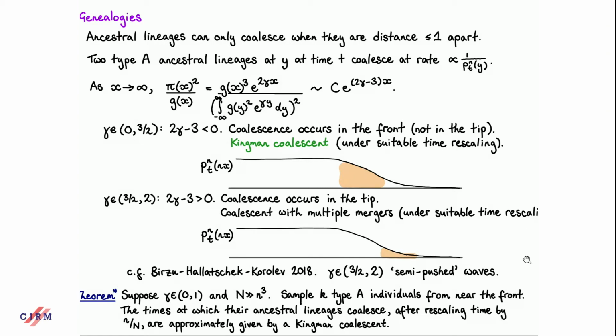So what can we actually say rigorously? For now, again, we can only prove things in the bistable case where gamma is between 0 and 1. So in that case, if capital N is much bigger than n cubed, then if you sample k type capital A individuals from near the front, the times at which their ancestral lineages coalesce, after rescaling time by little n over capital N, are approximately given by a Kingman coalescent. And I think I've overrun a bit, and I'm sorry about all the technical issues, but thank you for listening.